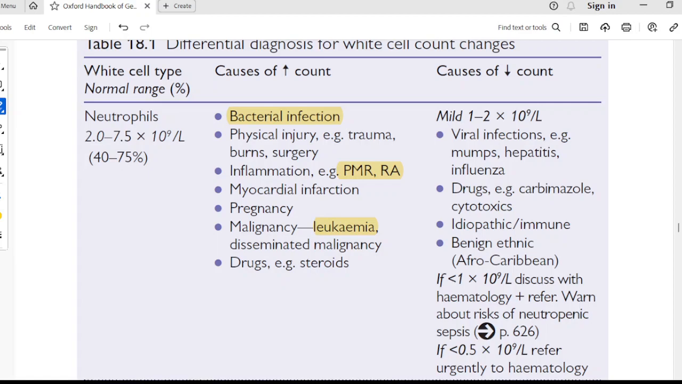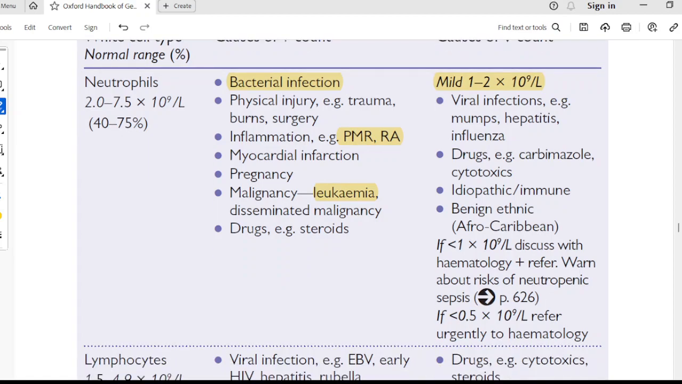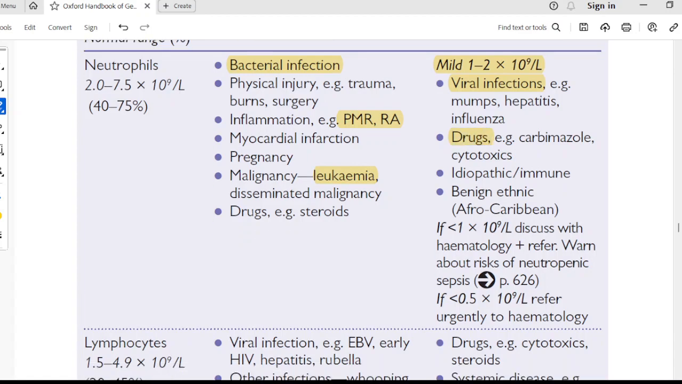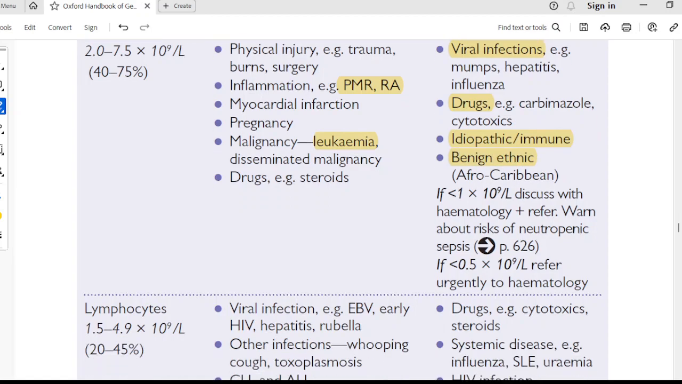Causes of decreased count, mild: 1 to 2 ×10^9. So there is a mild decrease, a moderate decrease, and a severe decrease in neutrophil count. 2 to 7.5 is normal. So 1 to 2: viral infections like mumps, hepatitis, influenza. These will cause a decrease in neutrophil counts and an increase in lymphocyte counts. Drugs, for example carbimazole or cytotoxic drugs. Idiopathic or immune. Benign ethnic neutropenia: Afro-Caribbean patients have fewer neutrophils.